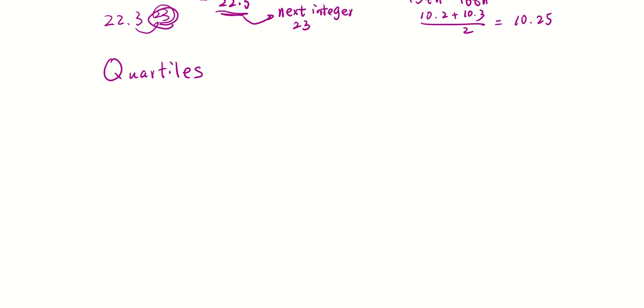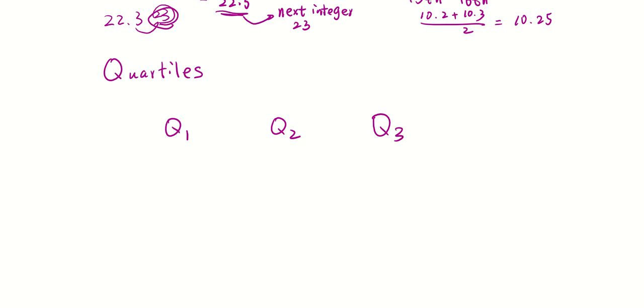So quartiles are also measures of location. They actually divide your whole group of values into 4 groups. Each group takes like 25% of the values. So you have Q1, Q2, and Q3 actually.